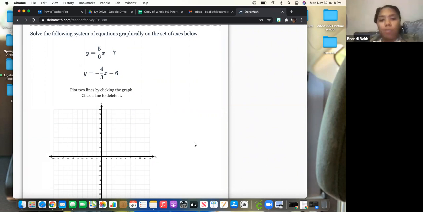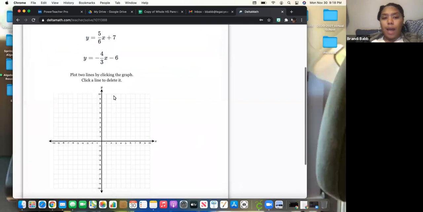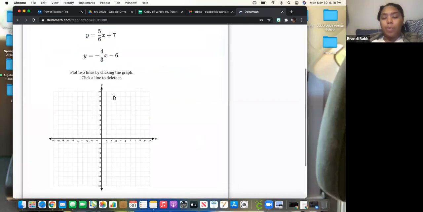So the first thing you need to do is make sure that your lines are written in slope-intercept form, which is y equals mx plus b. Both of these equations are already written in slope-intercept form, so you don't have to do anything there. What you now need to do is graph both of these lines.